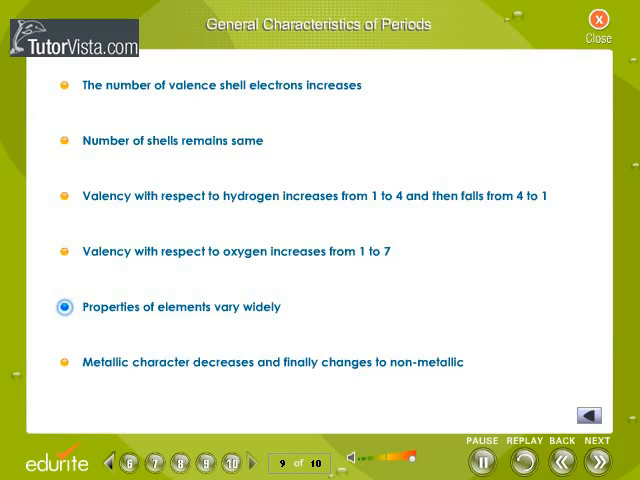Properties of elements vary widely. Metallic character decreases gradually across a period and finally becomes non-metallic.